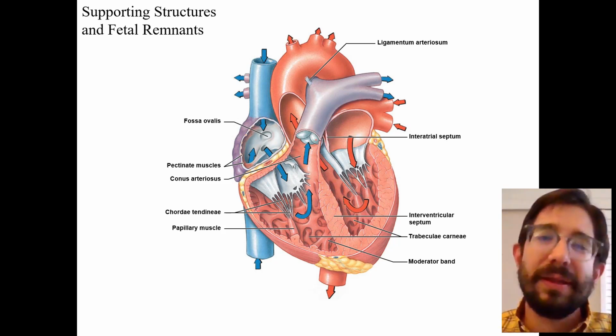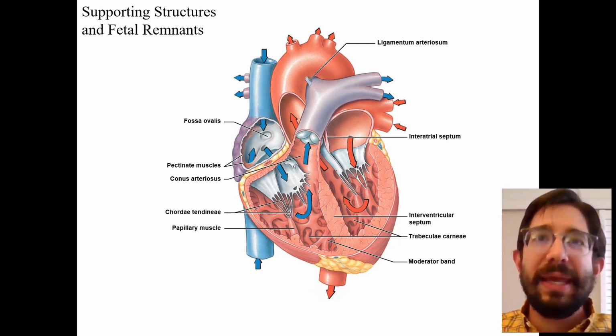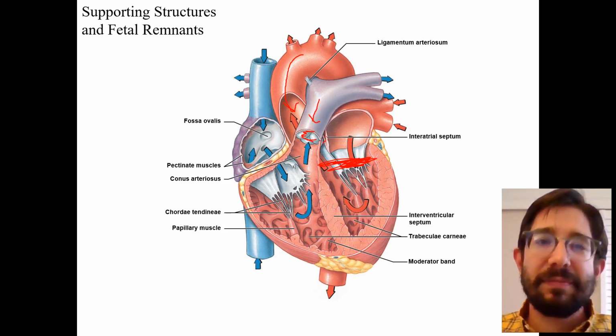So lub and dub is the blood hitting these valves, either from below, smacking them closed, or coming down right at the end of the contraction and smacking against these semilunar valves.